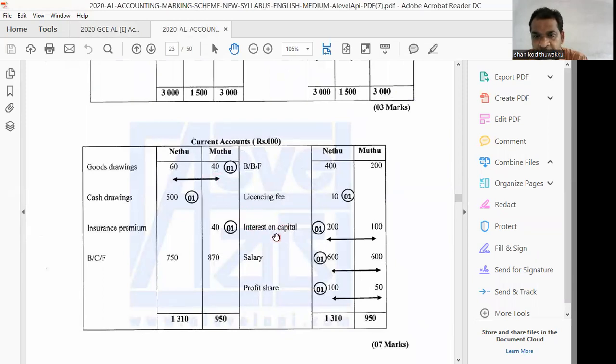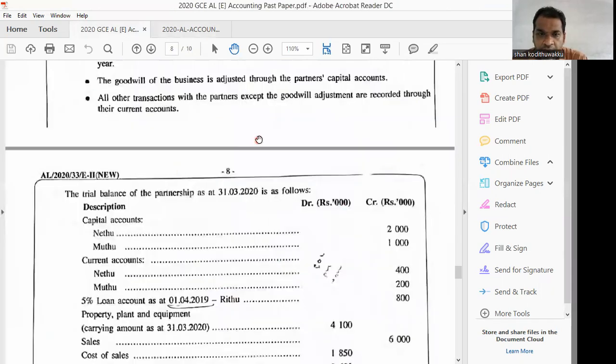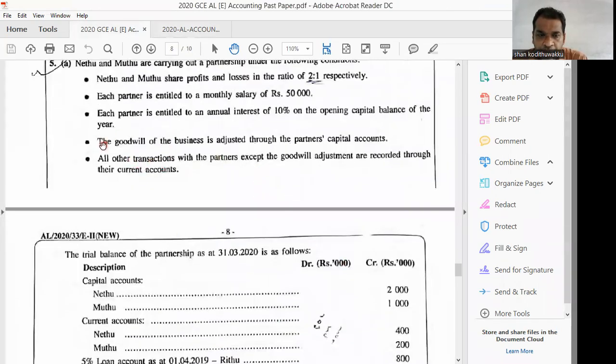Interest on capital here, Netu 200, Mutu 100. Right. Likewise, we have to take one by one. The next point, the goodwill of the business is adjusted through the partners' capital account. Normally, if you are given this adjustment, it is easy for you to do.